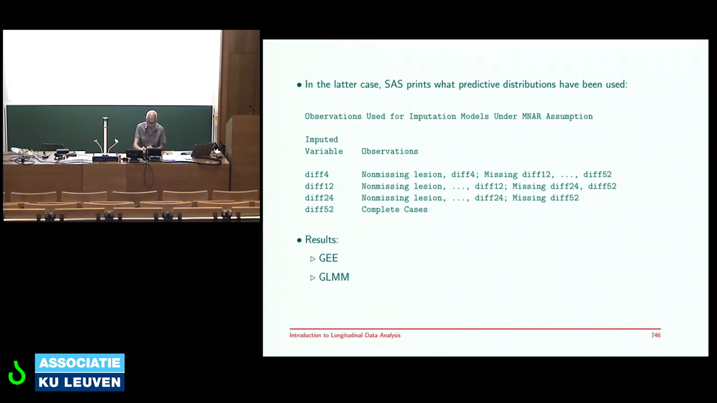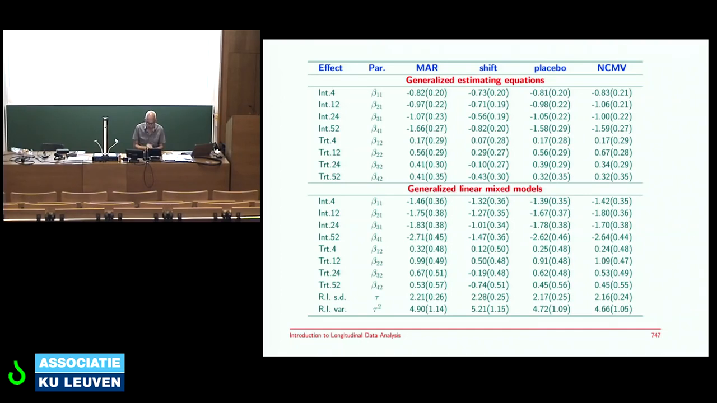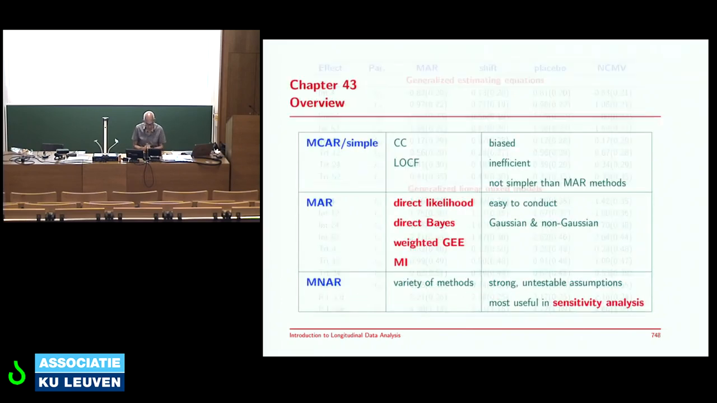And then when all is done, we can say, for example, what does it imply now for generalized estimating equations? We go back to the base analysis under MAR. Or we apply a shift. Or we jump to placebo. Or we apply NCMV. And also here we see, well, looking at the treatment effects, for example, at week 52, there is a little bit of variation, but nothing to the point that the conclusions would drastically change. And the same is true if you look at the generalized linear mixed model version. Okay, that brings me to the end of chapter 42.